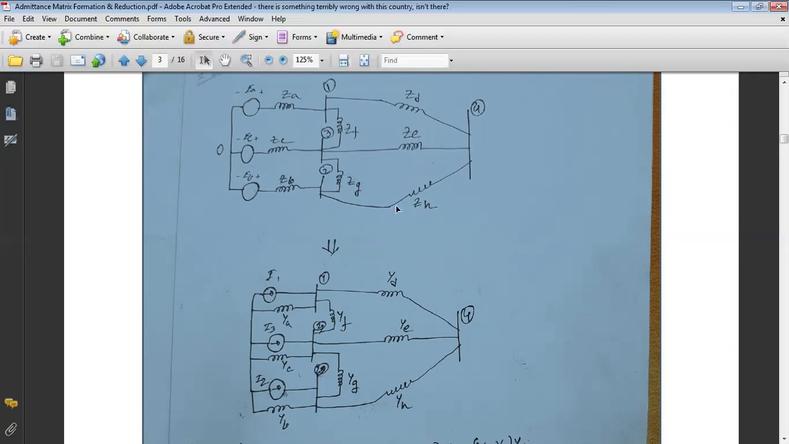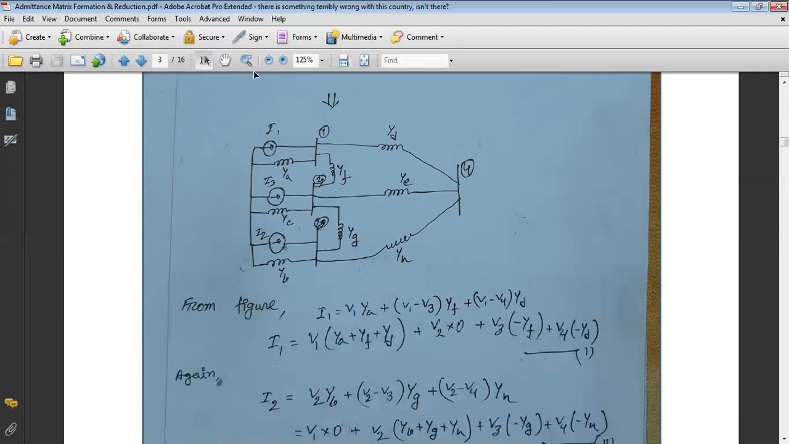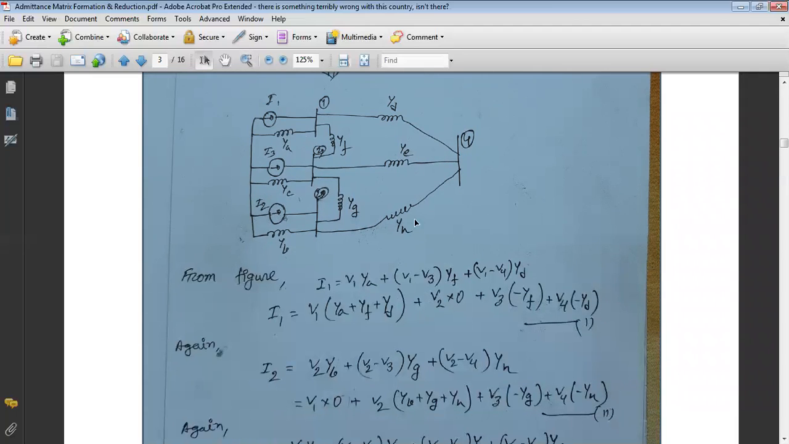So ZD is converted to YD, ZE is converted to YE, and so on for the others. So this is the admittance diagram. Now from this diagram, we have to find the nodal equation.